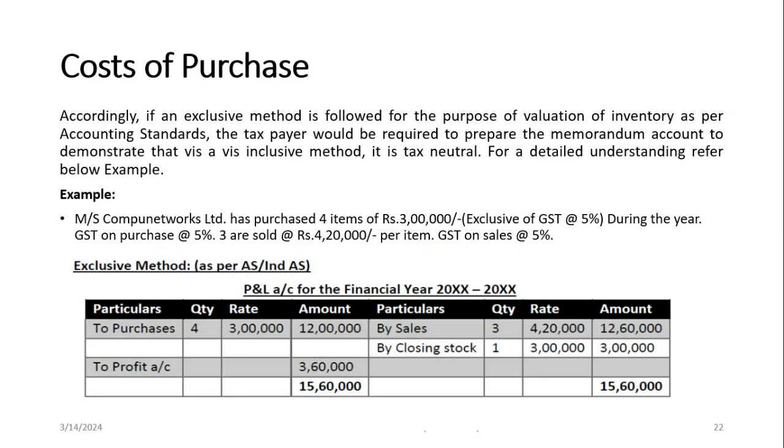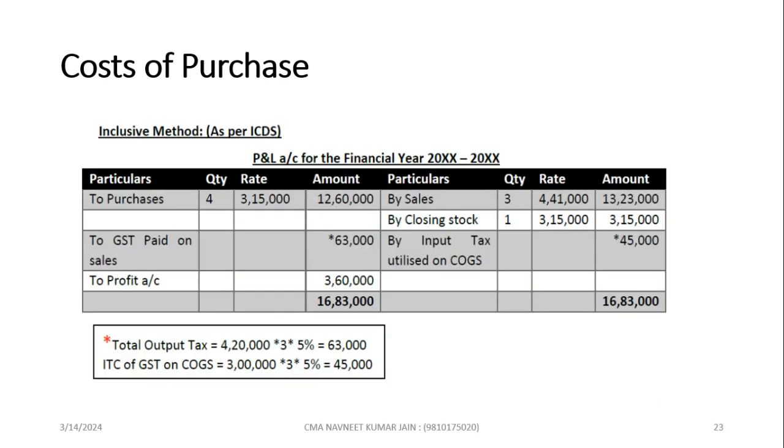In the earlier system, we had the same profit. So this memorandum P&L account that we have prepared is showcasing that whatever method we follow, it is tax neutral. It doesn't impact the profitability to the assessee. This is a mere difference in the presentation of the two values in the two different systems.